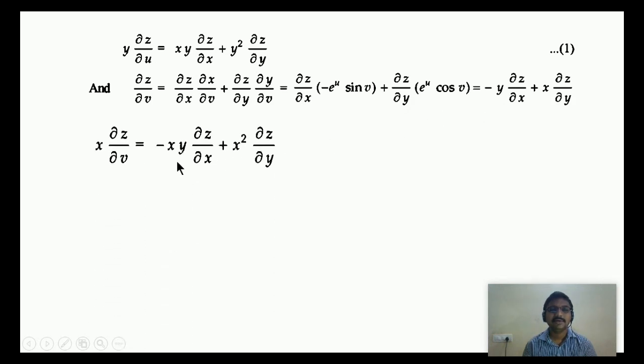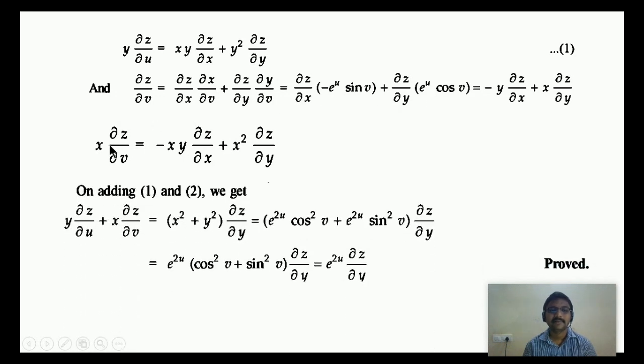Now x into ∂z/∂v is minus xy into ∂z/∂x plus x² into ∂z/∂y, which is obtained just by multiplying this equation with x. Now adding these two equations, we will have y ∂z/∂u plus x into ∂z/∂v. Just adding those two terms and taking the common factor ∂z/∂y.